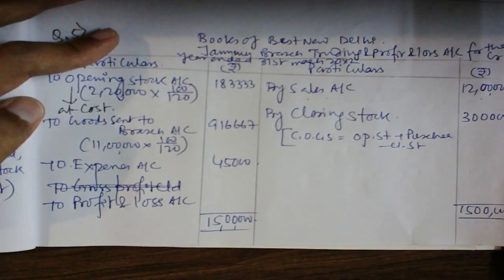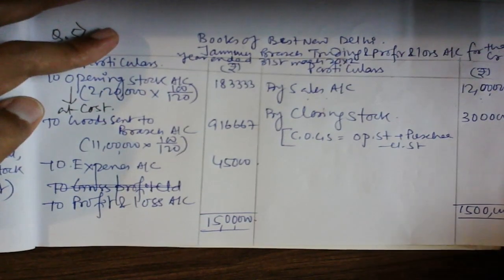916667 plus 183,333 plus 45,000, 1145 minus 50 lakh. It's too much. 3 lakh 55.